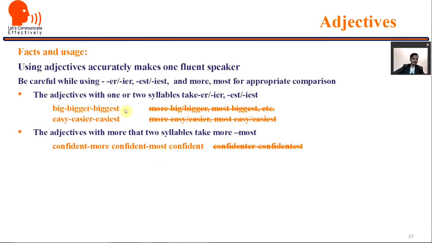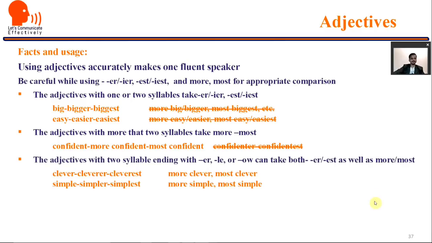Usually there is a very easy way: if there is one vowel, it is one syllable. If there are two vowels, two syllables. The number of vowels defines the number of syllables. We will see more about this in the phonetics part.